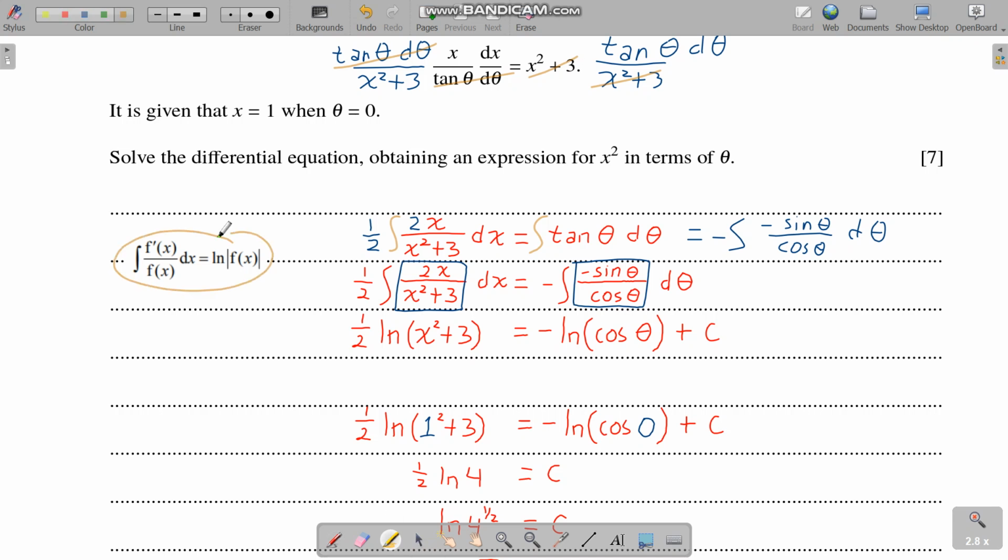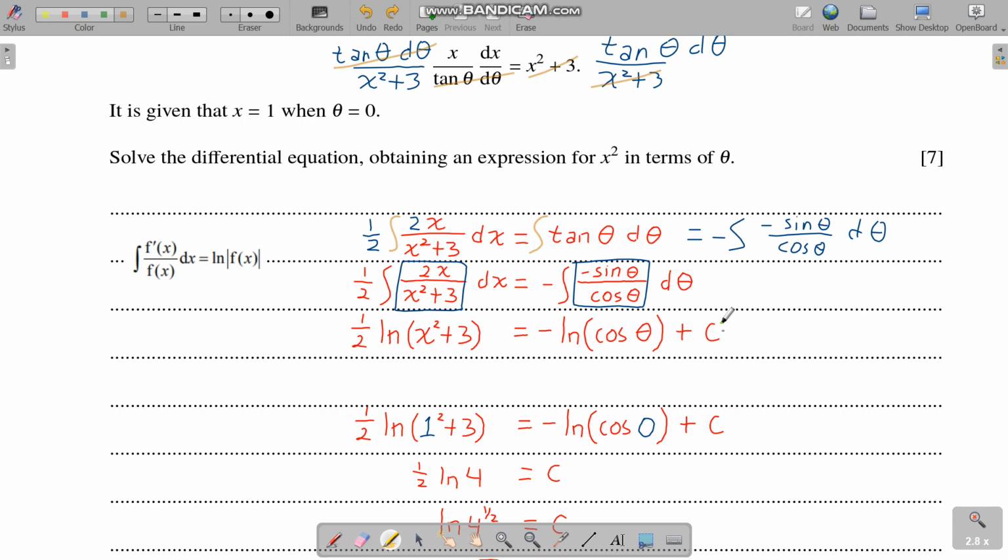if you follow the formula, we have ln the denominator. So here we have ln the denominator. Same thing here, ln the denominator. Don't forget the minus and the 1/2. So this is the general solution.